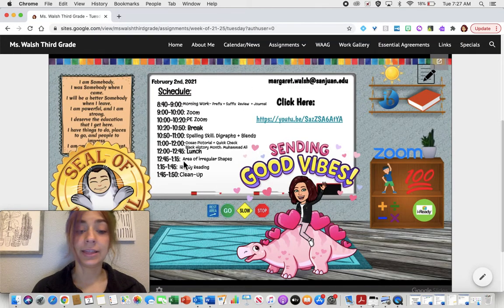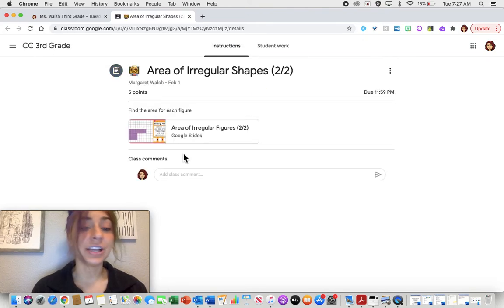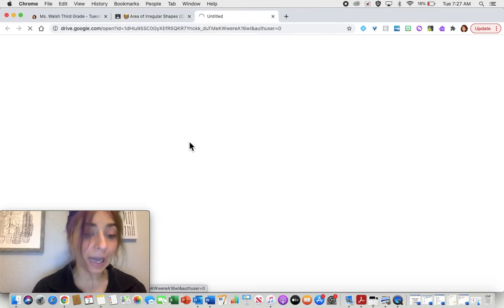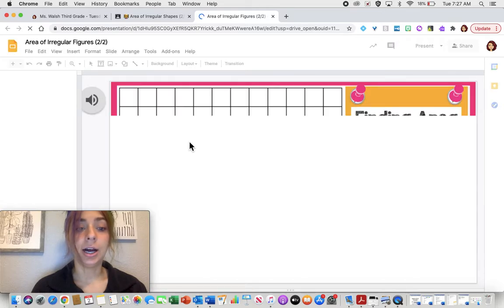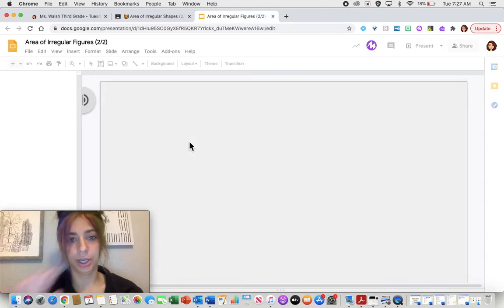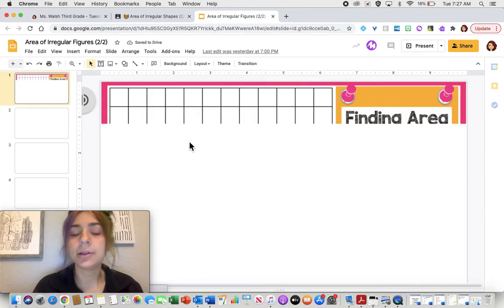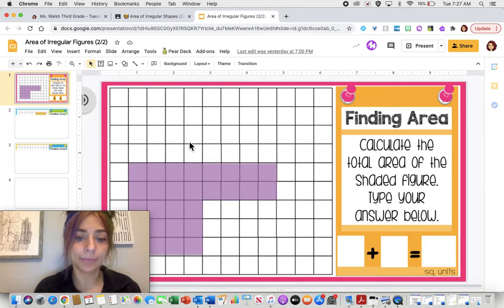Then you will have lunch. After lunch, you're going to do your area of irregular shapes. Remember, you are going to be acting as a surgeon, cutting these irregular shapes into regular shapes. Remember, irregular means not regular, so we are going to make them regular.